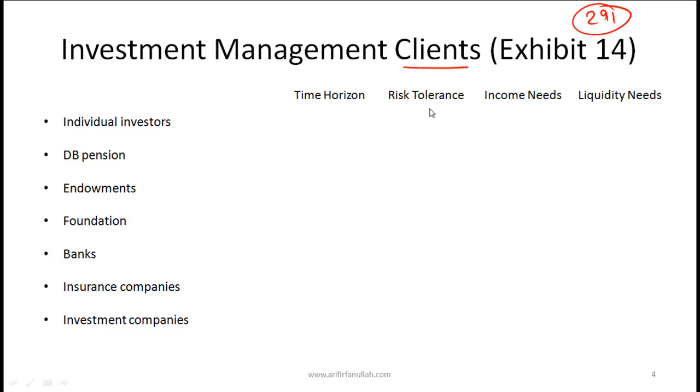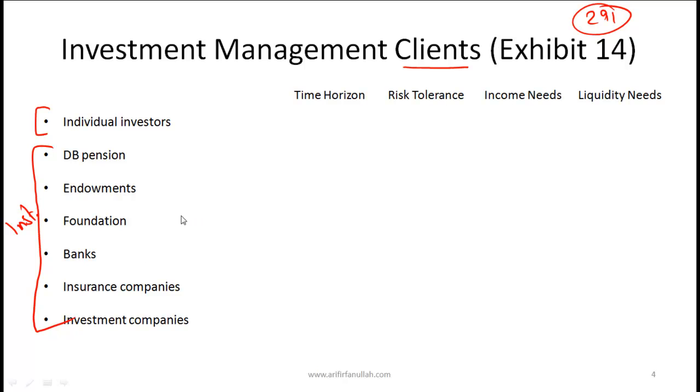Otherwise, just follow along. So briefly, the different types of investors that you might have. At a high level, there are two categories. This is individual investors, and all these defined benefit pension, endowments, foundations, etc. These are all referred to as institutional investors. So individual investors, institutional investors.